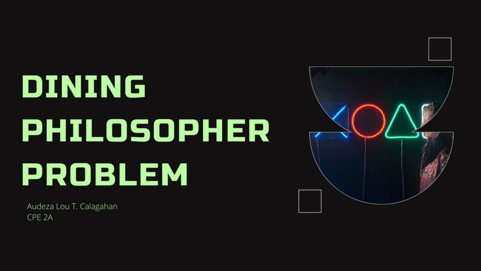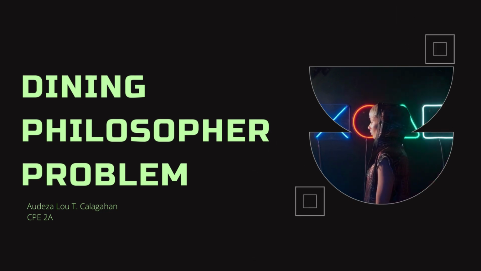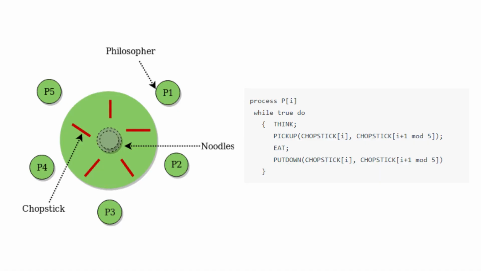Good day everyone. This video is all about finding a solution to the dining philosophers problem using semaphores via C language. The dining philosophers problem states that K philosophers are seated around a circular table with one chopstick between each pair of philosophers. A philosopher may eat if he can pick up the two chopsticks adjacent to him. One chopstick may be picked up by one of its adjacent philosophers but not both.